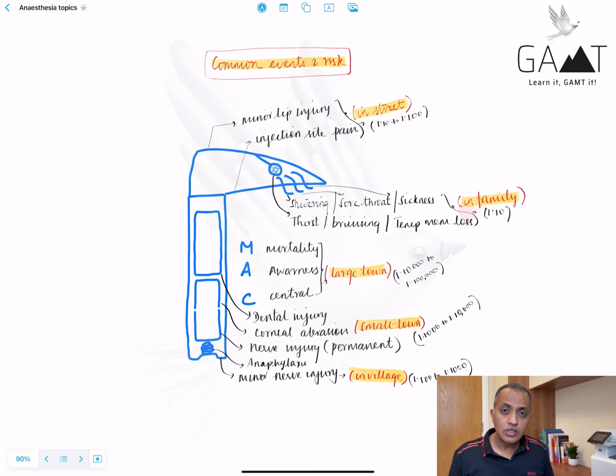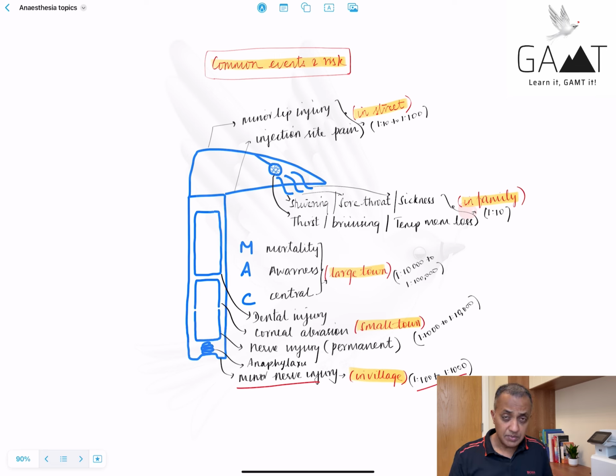The incidence of 1 to 2 in 1,000 is similar to minor nerve injury, which has an incidence of 1 in 100 to 1 in 1,000. Obviously 1 to 2 per 1,000 is from the published literature and is probably largely underreported. So it's probably around this category.